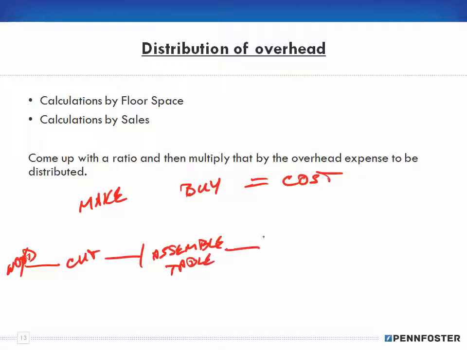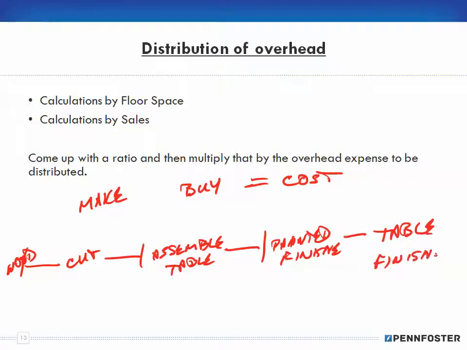Okay, and then it gets moved over, and then over here is your painting, and it gets painted and/or finished, right? And then you end up with your completed table, which is called the finished good. And that finished good has a certain amount of costs, because why?